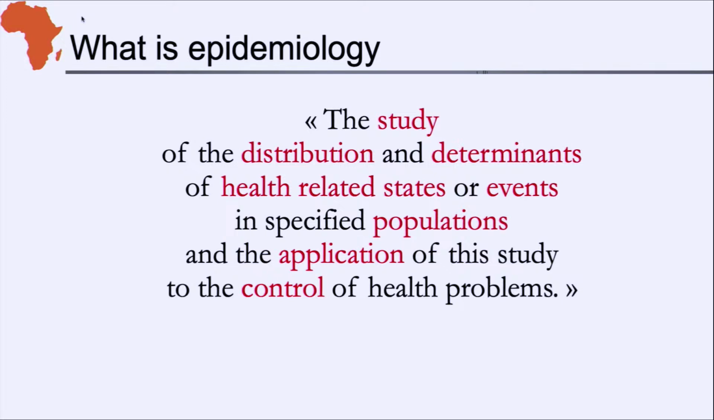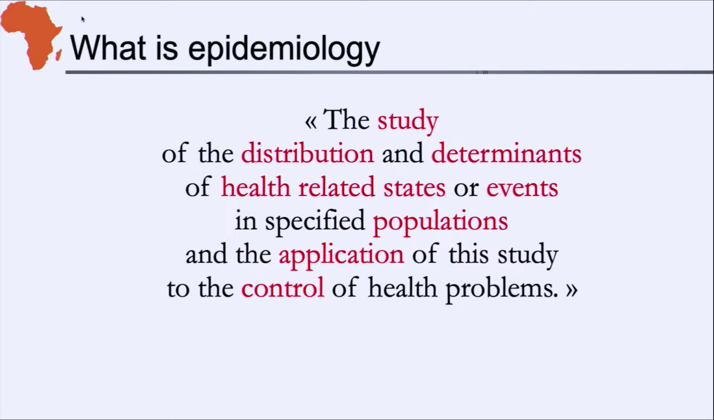which is concerned with the distribution. When we talk of distribution, we're talking about time, so distribution in terms of time. When did the event take place? Distribution in terms of place. Where did the event happen? That gives us the geographical representation of the event we are talking about.